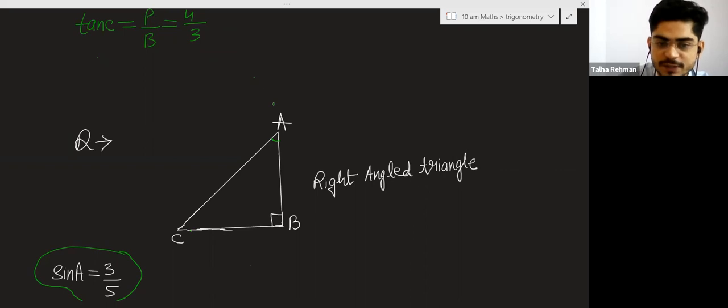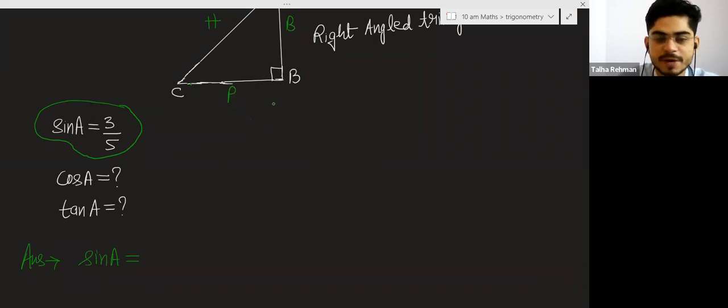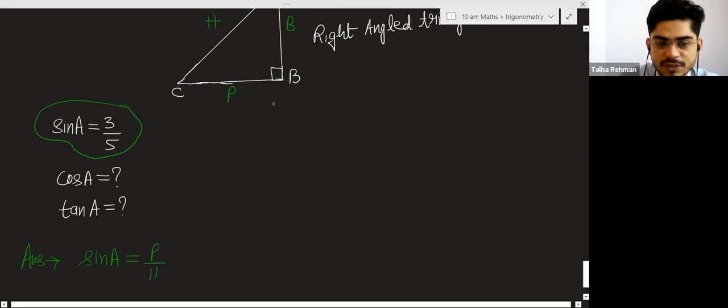Opposite to this angle is the perpendicular, and opposite to this 90-degree angle is the hypotenuse, as I have told you. The other remaining side is the base. So sine A is given to us. What is sine A? The formula of sine A is perpendicular divided by hypotenuse, and this is given to us as 3 by 5.